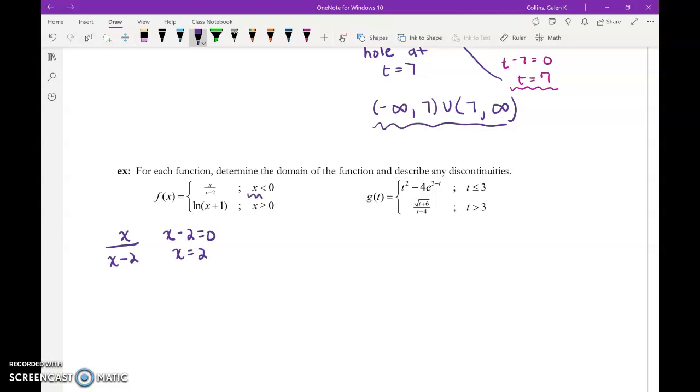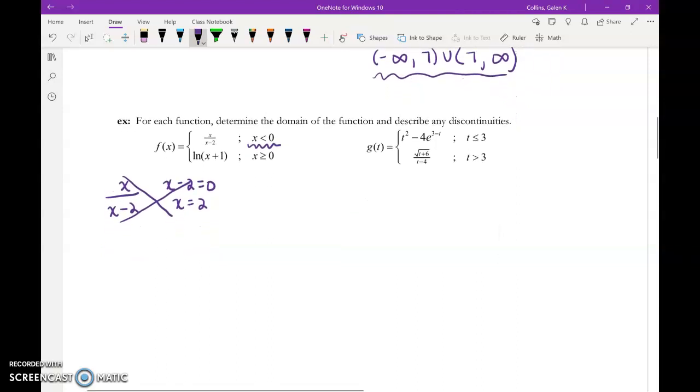However, if we look at the boundary of our piecewise function, we would never substitute a 2 into the top piece. So we would only substitute negative numbers into the top piece. Or in other words, f is defined as x over x minus 2 for all values of x less than 0. So we don't actually have any concerns with that top part of our function. You don't have to scratch that out in your example necessarily.